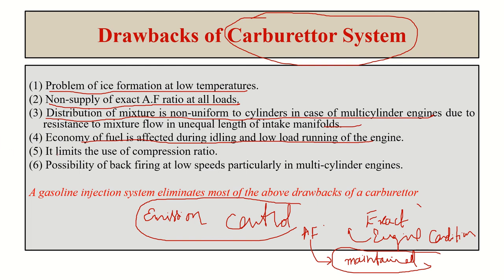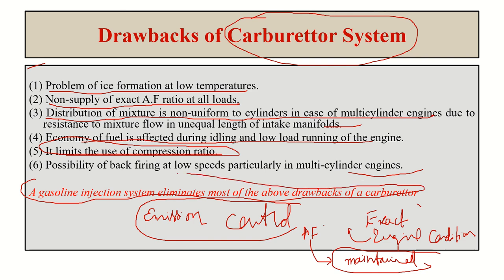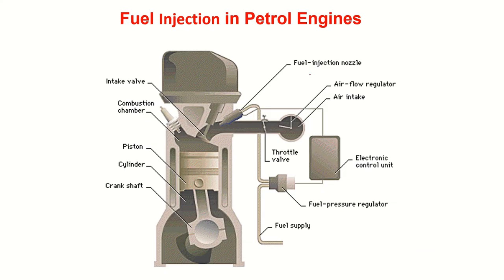And moreover, using a high compression ratio is also an issue, which will definitely improve the efficiency of the engine, and there is the possibility of backfiring at low speeds, particularly in multi-cylinder engines. These were some of the drawbacks. To overcome these drawbacks, the gasoline injection system was invented, and now gasoline injection systems are being used in automobiles. So let us study injection in petrol engine in the next session.